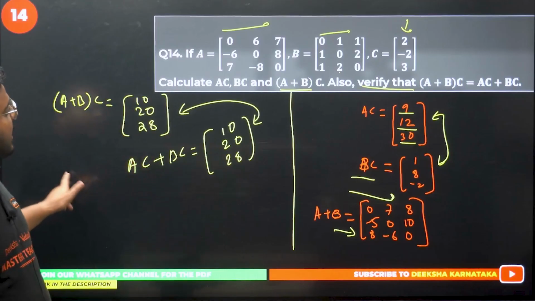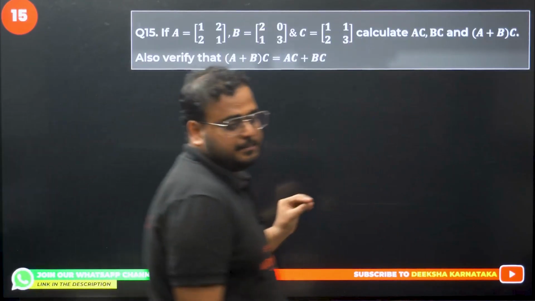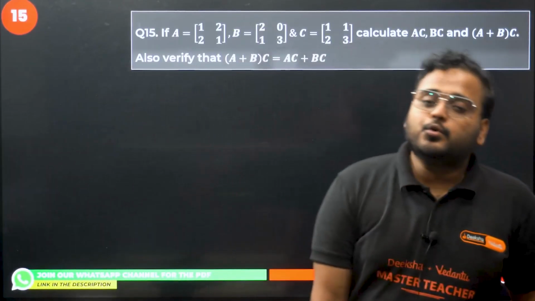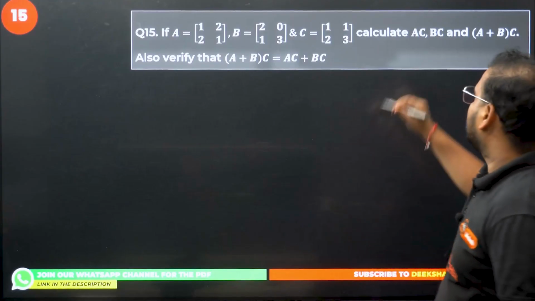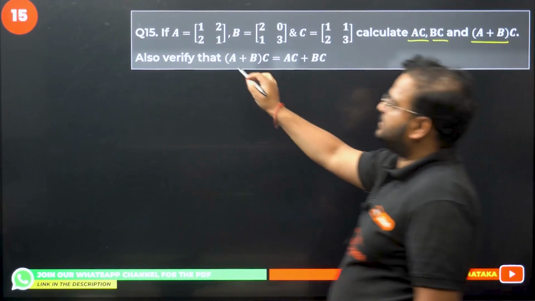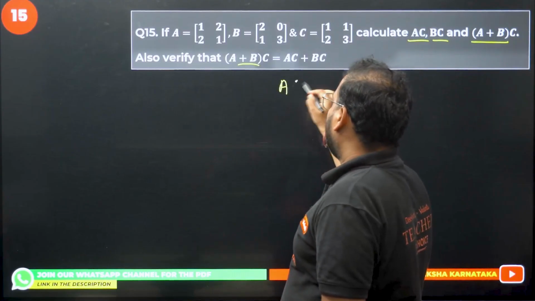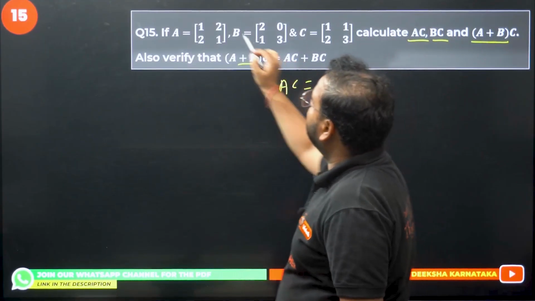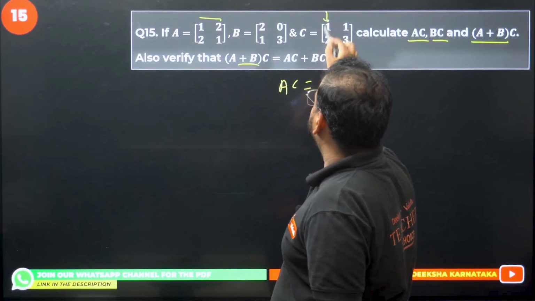Okay. The last question is exact same, but in this case we have 2 cross 2 matrix to deal with. Okay. Looking to find AC, BC, A plus B times of C, and then verify this. How do you find AC? Please check.